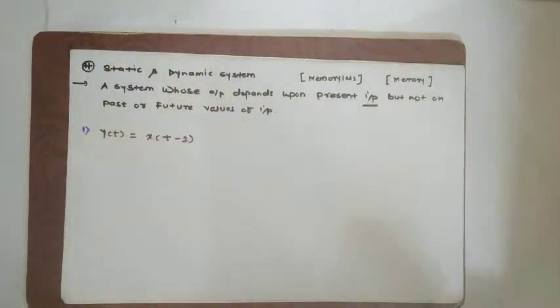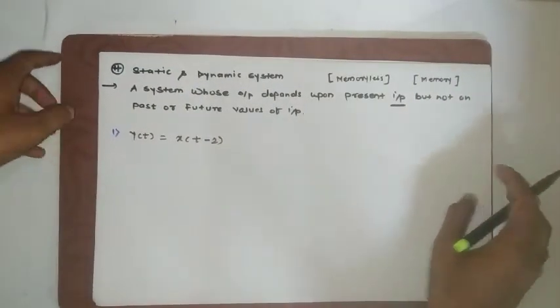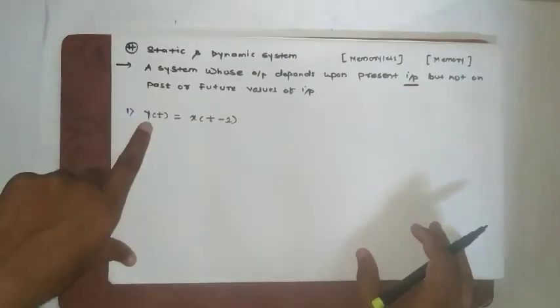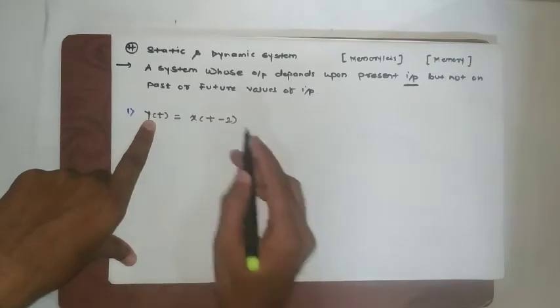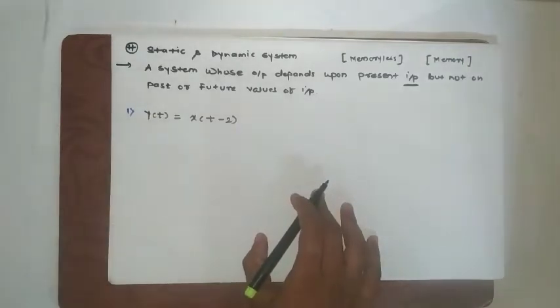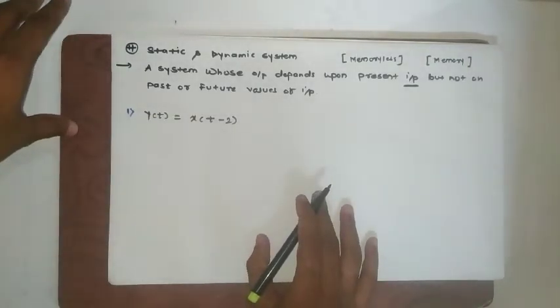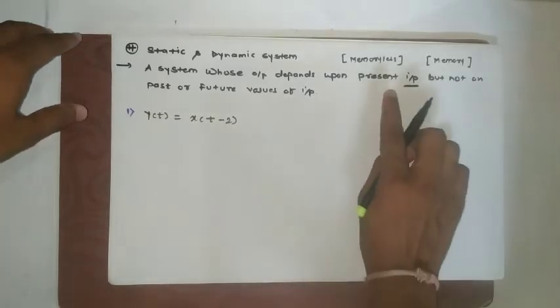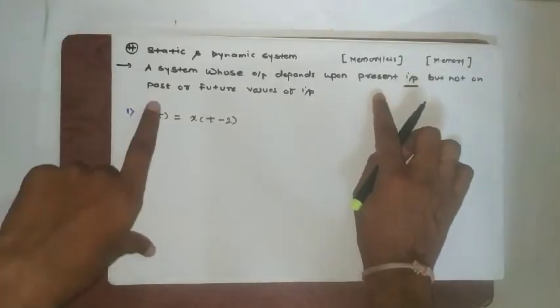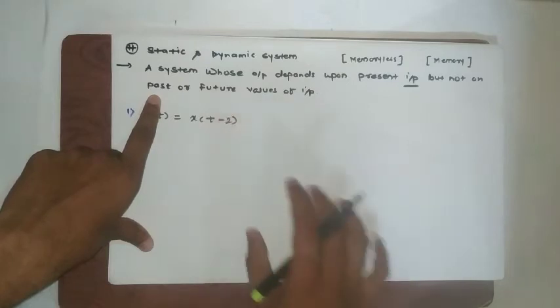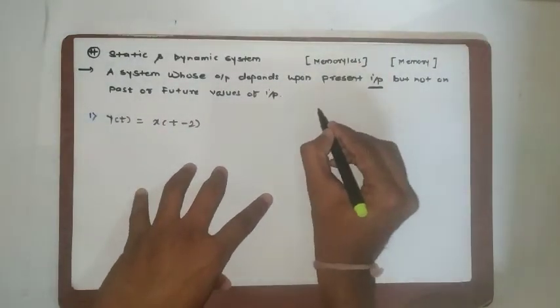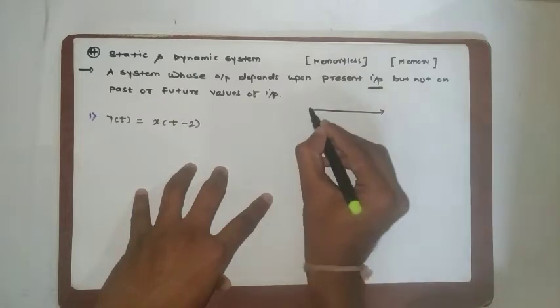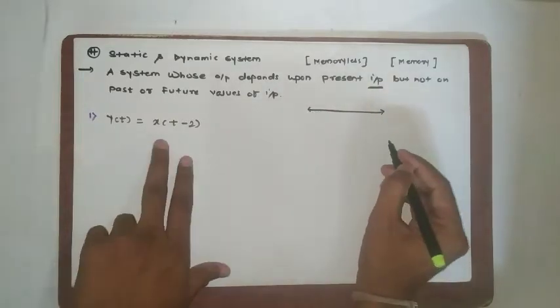Now let us check whether the given system is static or dynamic. We have the first example, y of t is equal to x of t minus 2. Now in case of identification of systems, we have to consider the present input value, the past input value and the future values of the input. Now here I will tell you one short trick for identifying the systems.